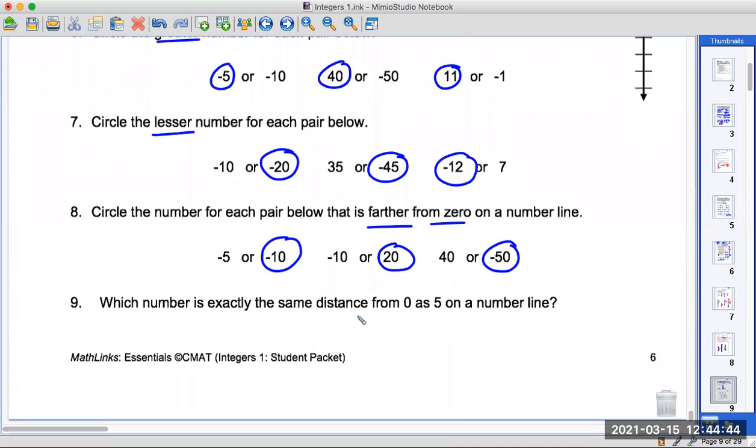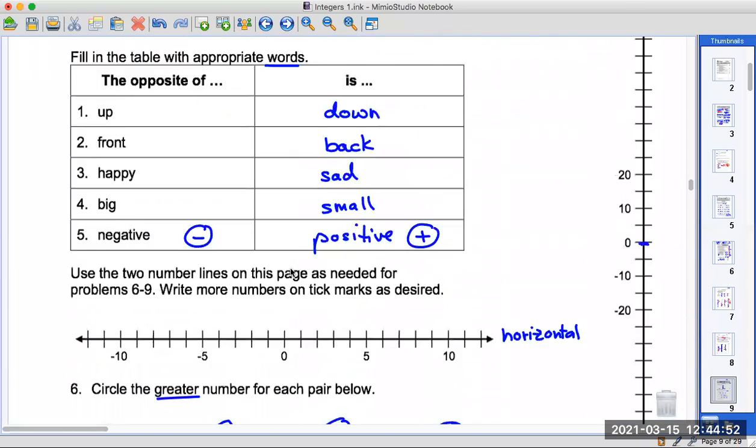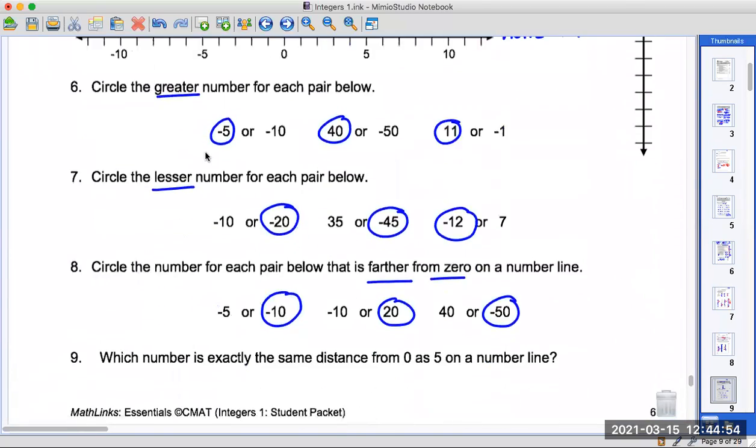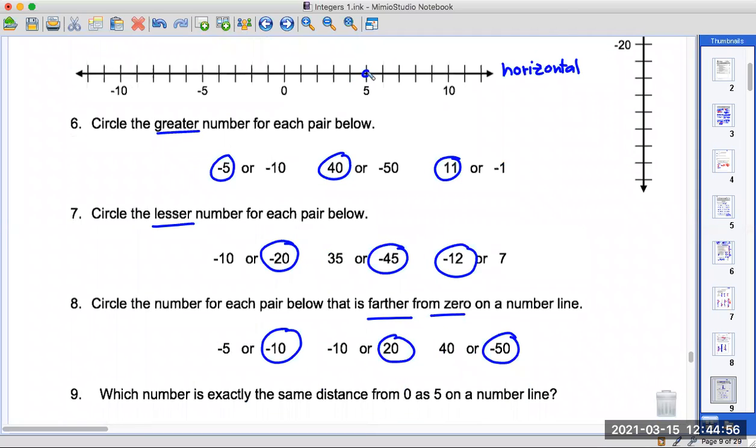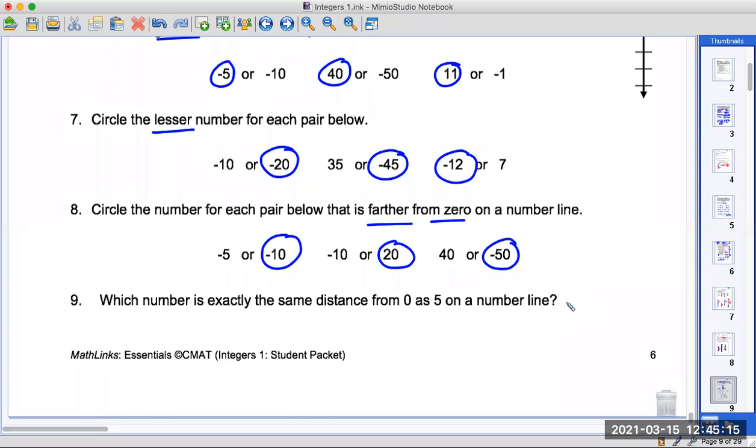Which number is exactly the same distance from 0 as 5 on the number line? That's a tricky question. Look at the number line up here, the horizontal one. Which number is exactly that same distance from 0 on the number line? Addison? -5. You notice how these two numbers are the same distance. I just want you guys to get used to saying -5. So that number, -5, is the same distance.